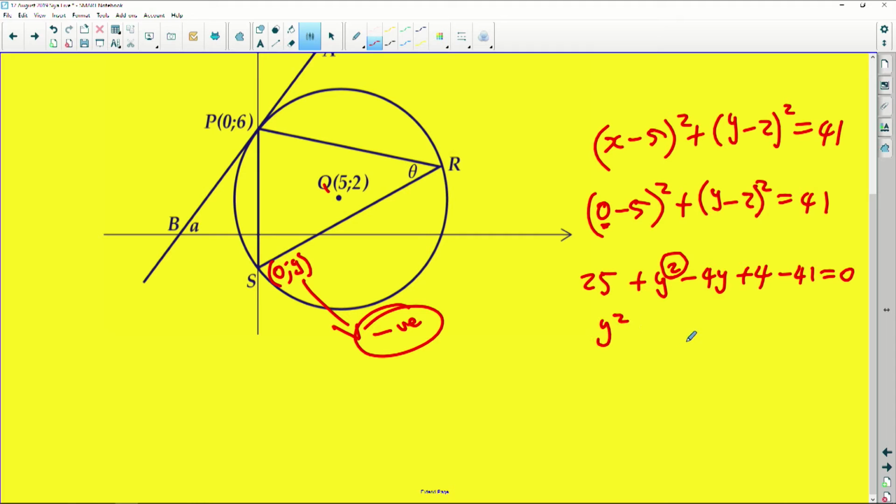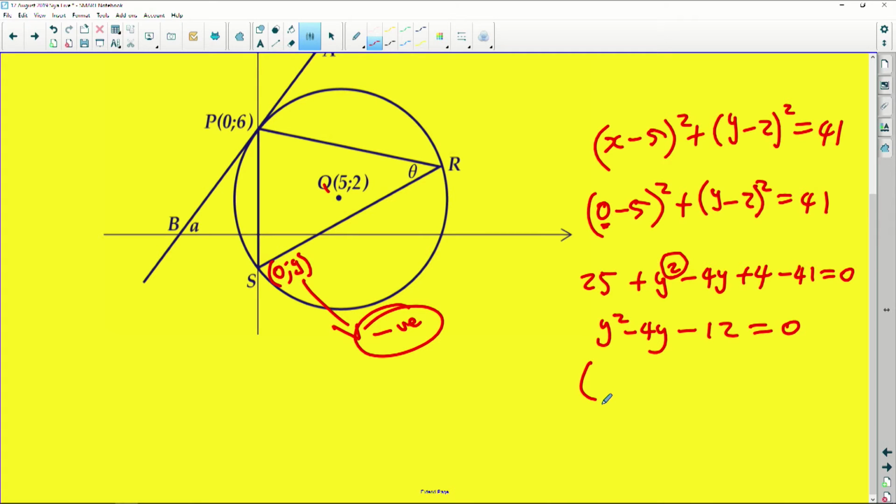So this will be y squared, then minus 4y is a like term on its own. Then 4 plus minus 41 will be a minus 37. Then minus 37 minus 25 will give me a 12. So this will be minus 12, so equals to 0. And then from there, I will have to factorize this.